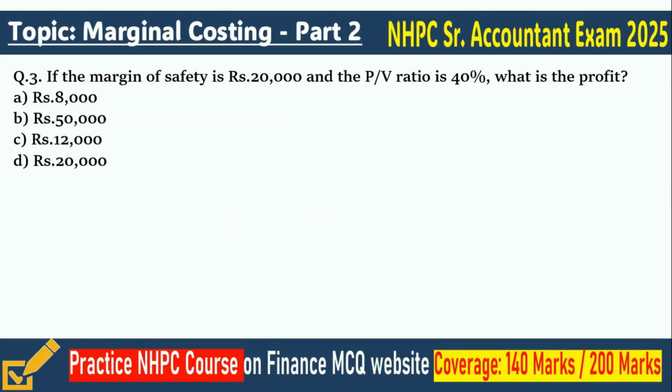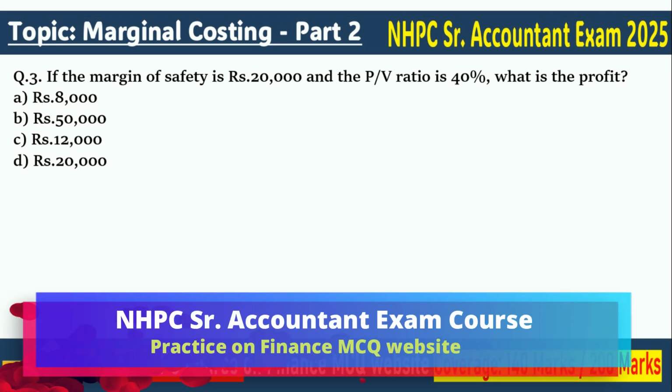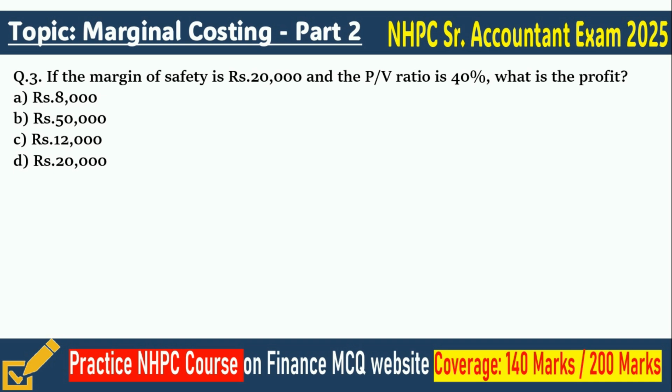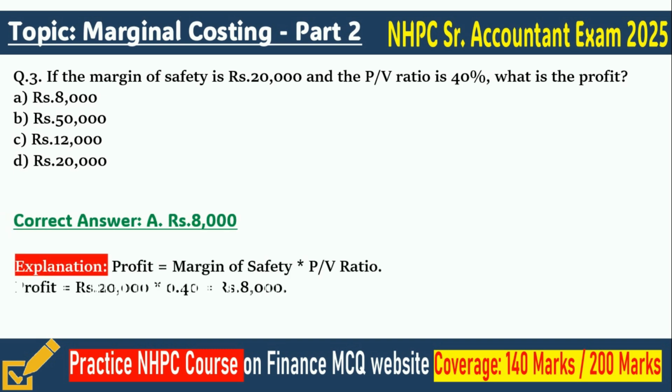Moving on. Friends, next question. If the margin of safety is rupees 20,000 and profit volume ratio is 40%, what is the profit? Option A 8,000, option B rupees 50,000, option C rupees 12,000, option D 20,000. So friends, to solve this question, first of all you should know the formula for margin of safety. So friends, margin of safety is equal to profit divided by profit volume ratio. So friends, in this equation we want the profits. Obviously we'll have to multiply 20,000 with 0.40. So the answer will be option A, rupees 8,000.